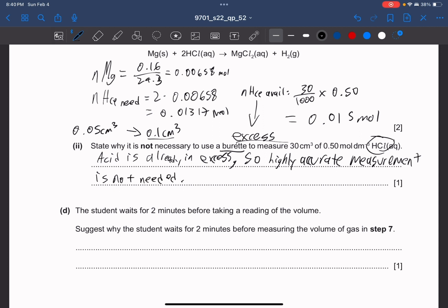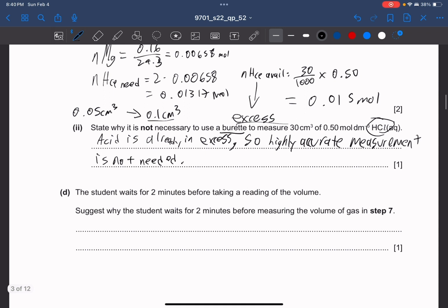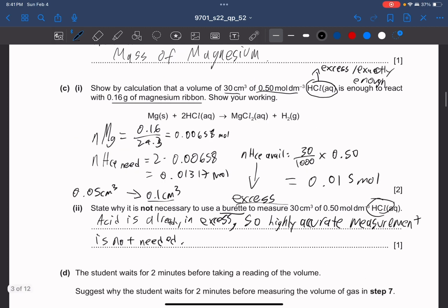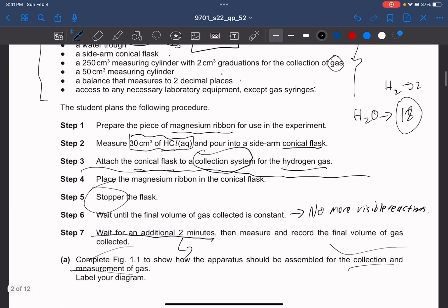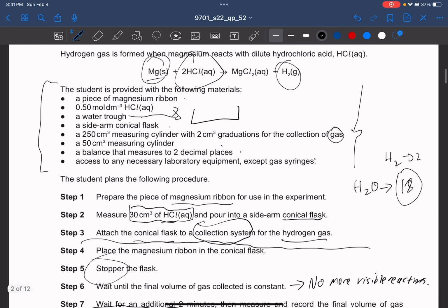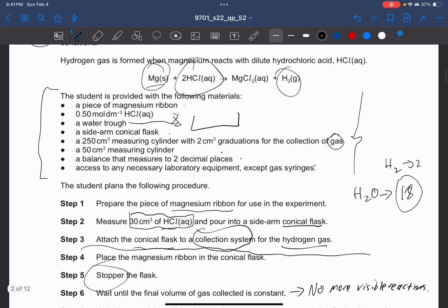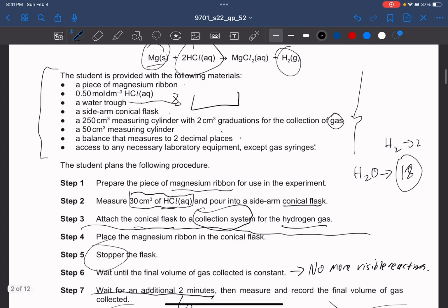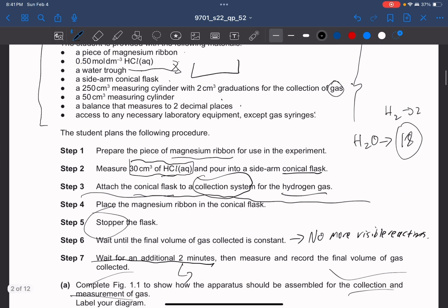Okay. The student waits for 2 minutes before taking a reading of this volume. Suggest why the student waits 2 minutes before measuring the volume of gas in step 7. So earlier on, I did mention that it's to wait until all of the reaction is fully complete.